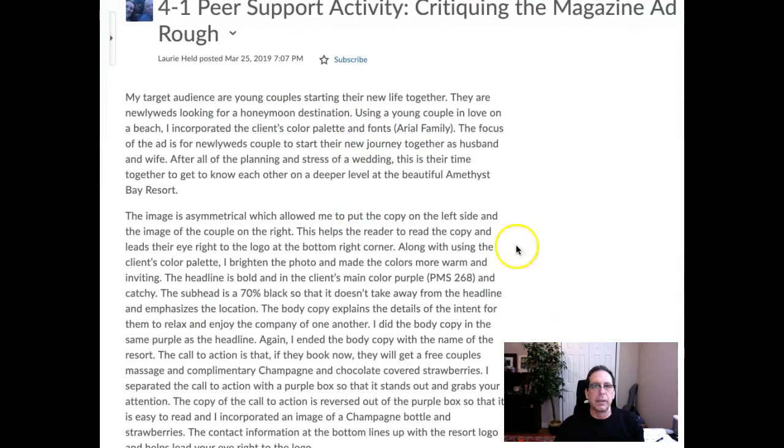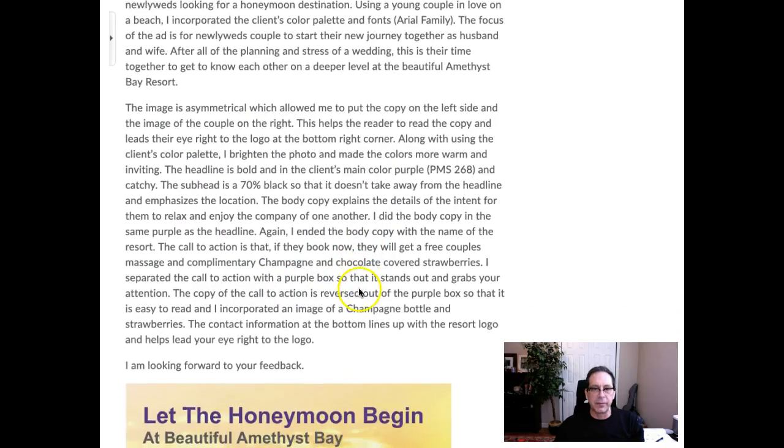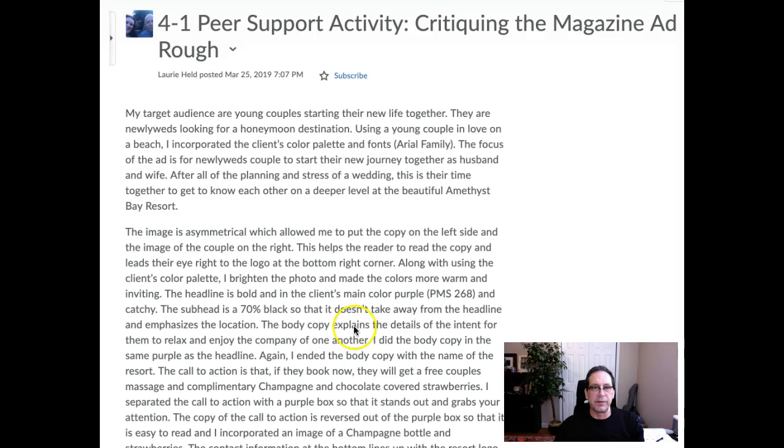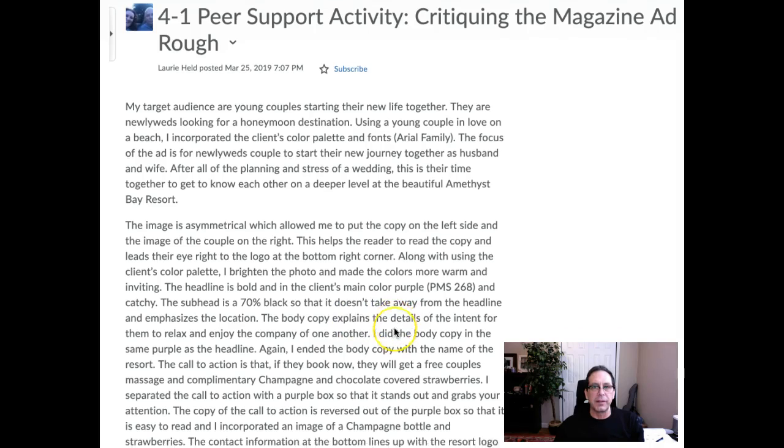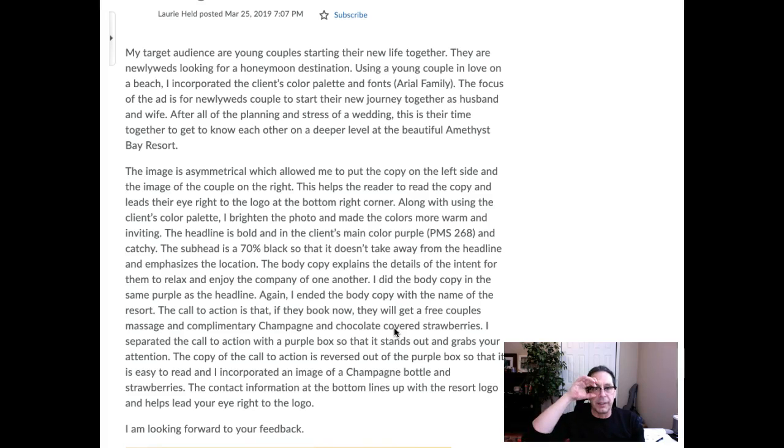All right. Thank you for this written rationale. This is fantastic. It really gives me a great idea of your designer's intent. You did a good job explaining some of your methodology as well as the development of your concept. So this is fantastic. Thank you so much.